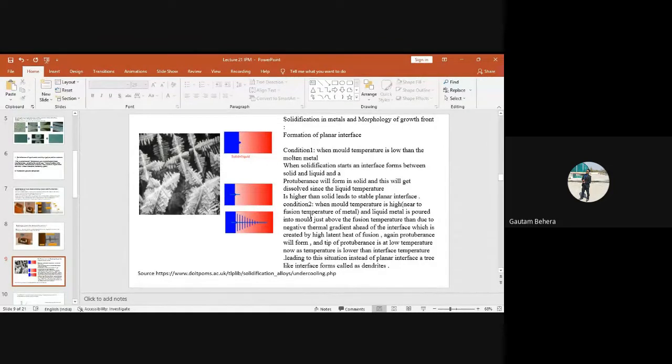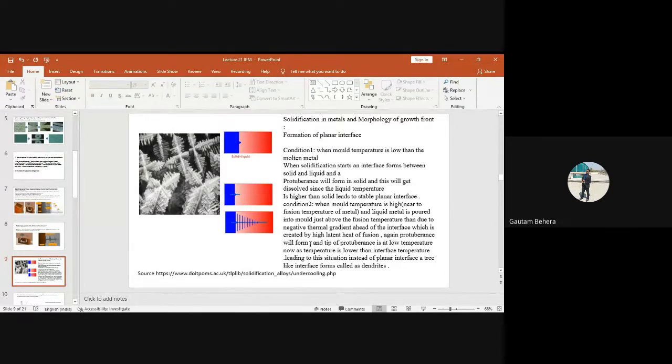Okay, next situation, condition 2 for pure metal. When mold temperature is high, near the fusion temperature of the metal. That means, just imagine, before pouring the liquid pure metal into the mold, you have taken the mold to a high temperature, which we basically do. Why? Because if you pour the liquid metal into a mold when the mold is at a low temperature, the mold may get cracked, right? Because of this very high temperature gradient. Thermal shock will be there, right? So now the condition is different. The mold temperature is somewhat close to the molten metal temperature.